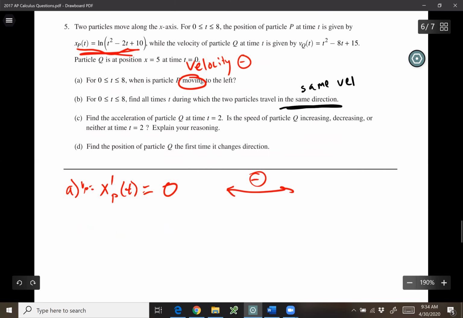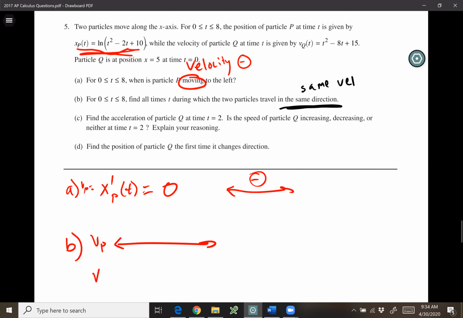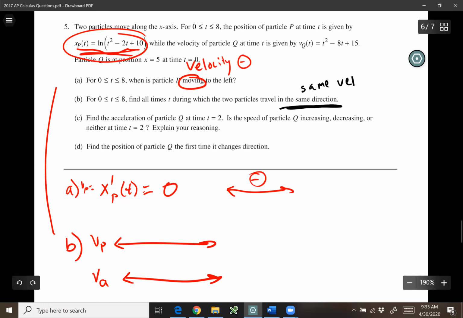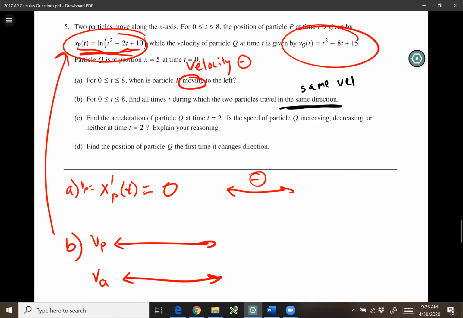Okay. Part B wants to know where do they have the same velocity. Well, what I did on this is I just made a number line for both of them. So I made a number line for the velocity of P, and right underneath it, I did a number line for the velocity of Q, right? For P, you had to take its derivative, because it started with x, but for Q, it already is the velocity. So you're just plugging it in.